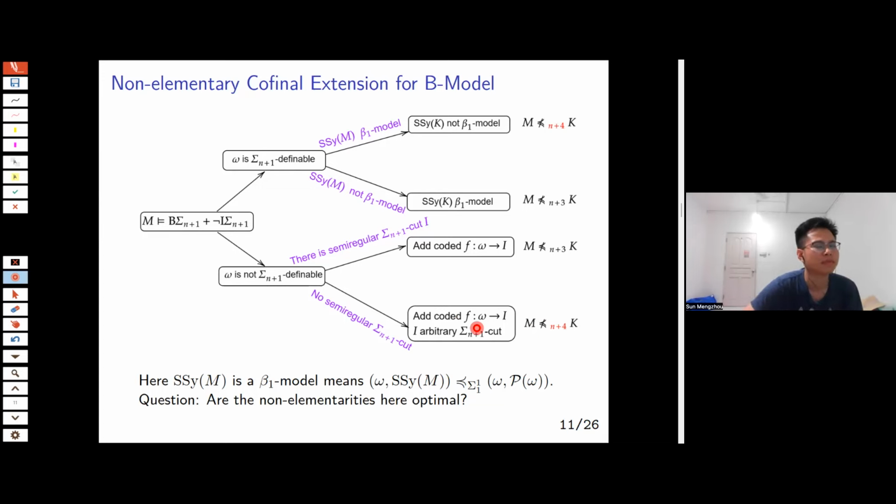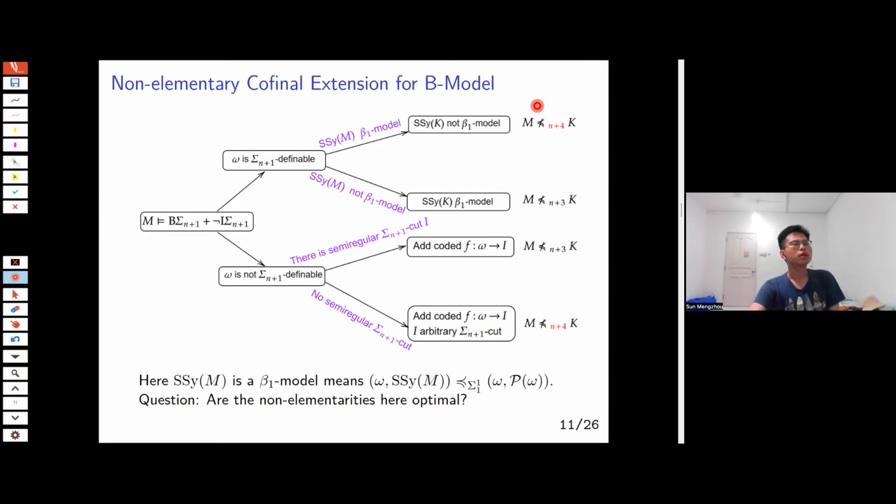Okay, thanks. In this case, originally we can also write down the formula saying that there's no semiregular Sigma_{n+1} definable cut, and inside the extension K, we can see that there is a semiregular Sigma_{n+1} definable cut, and in this case we still get non-elementarity.